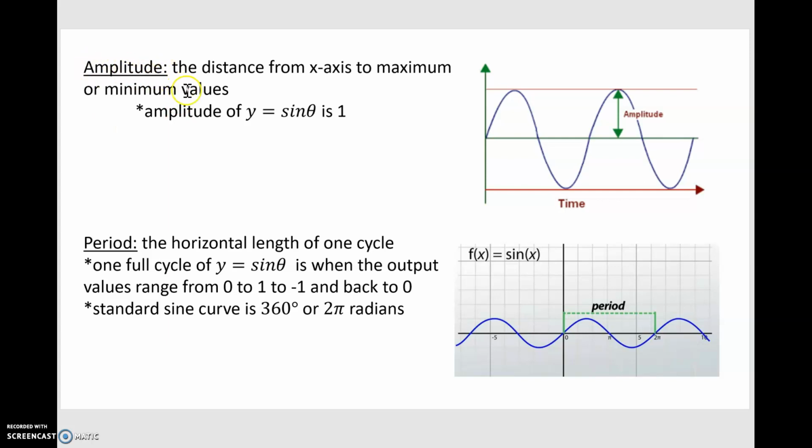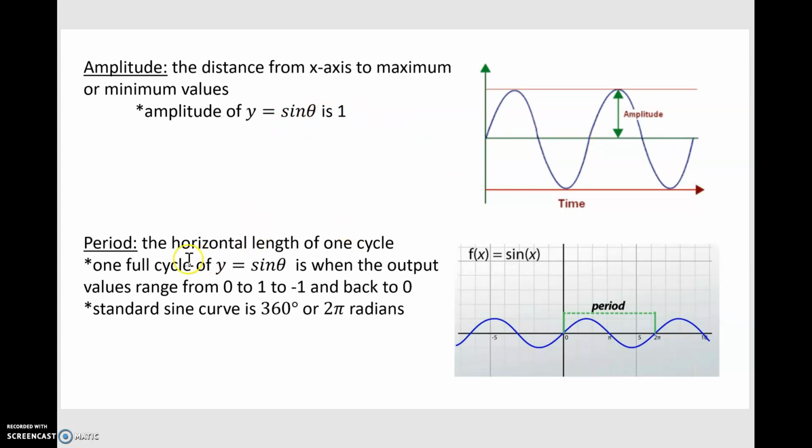So a couple things you need for graphing trig functions is vocab first. Amplitude is the distance from the x-axis to the maximum or minimum. So each part of the graph where the wave is, the amplitude is the same for each one. Like this amplitude is the same as this amplitude. On the ones that you did yesterday, if you did the noodle lab, it was 1. So before we do any transformations, the amplitude of y equals sine of theta is 1.